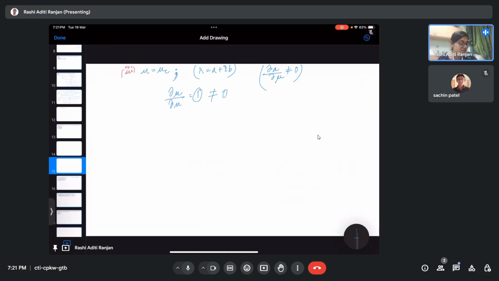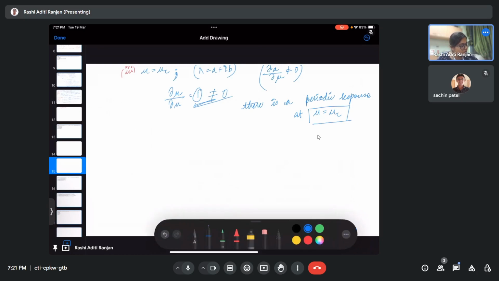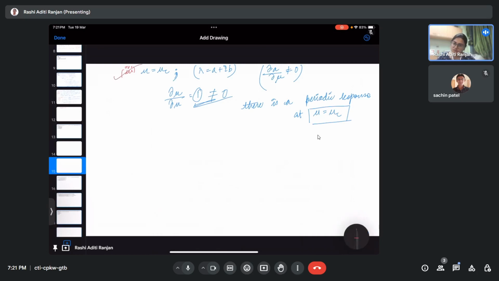And this third condition also says that if this is the case, then there is a periodic response at mu equals mu c. Yes, I am getting a periodic response because my eigenvalues are plus minus i. So yes, these three conditions are satisfied, which means that this is a Hopf bifurcation.